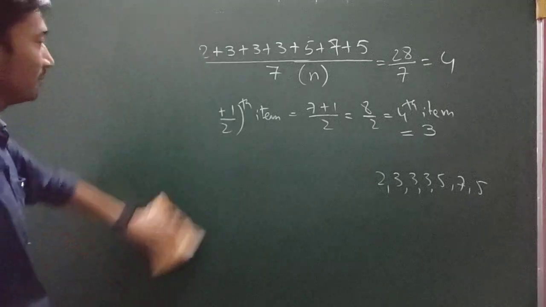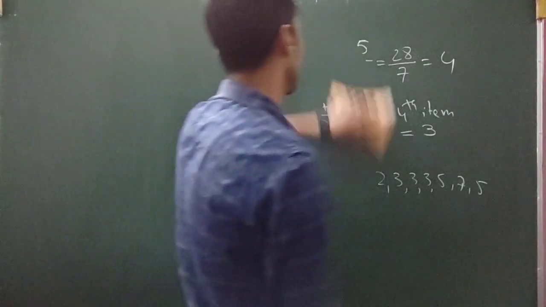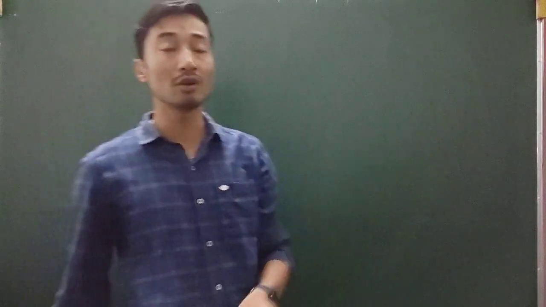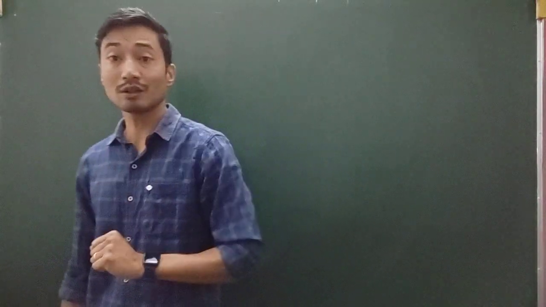So that was mean, median, and mode up to class 9 for ungrouped data. Now, as I've already told you, we are going to be calculating mean, median, and mode for grouped data. Let's start with mean.